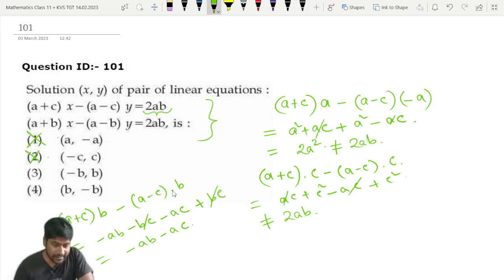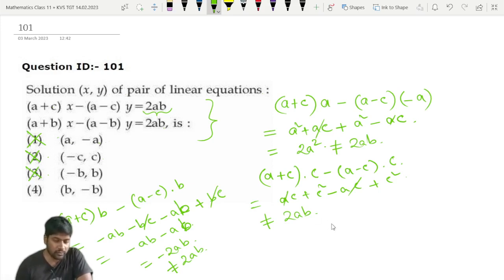Okay, not AC, this is AB. This will be AB, not AC. So minus AB means minus 2AB. It is also not equal to 2AB. So option 3 is also not correct. So we are left with only one option, option 4. That will be the correct option.